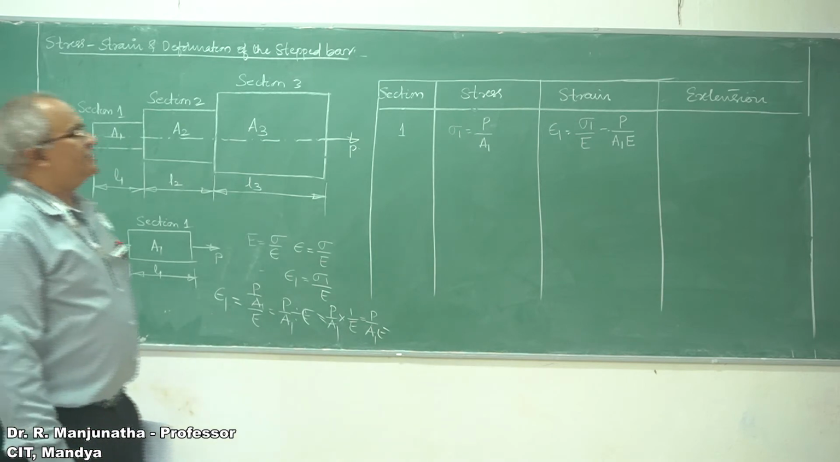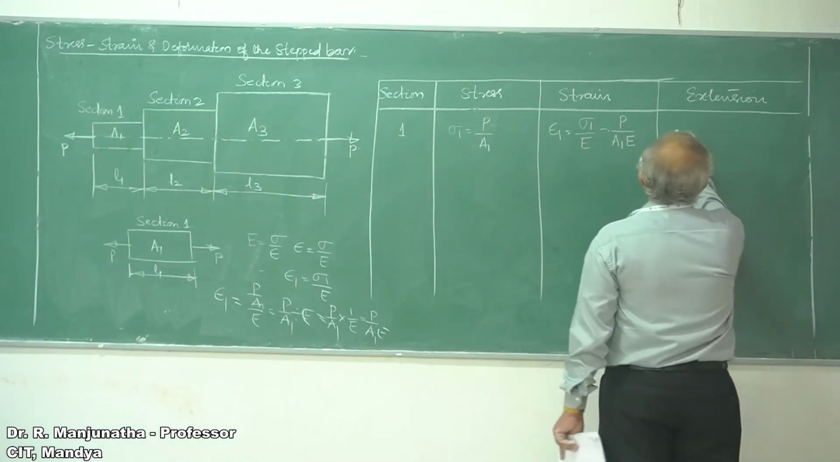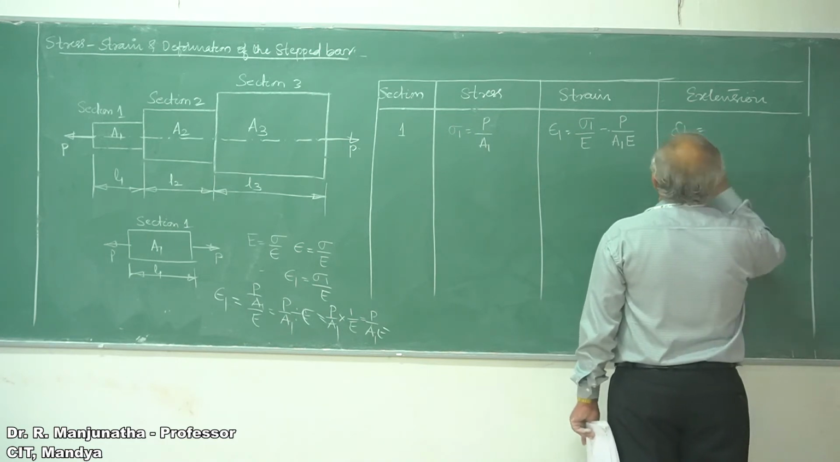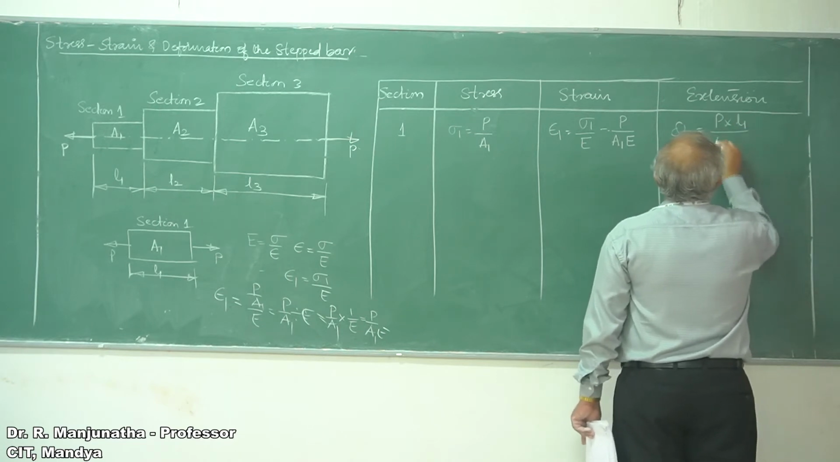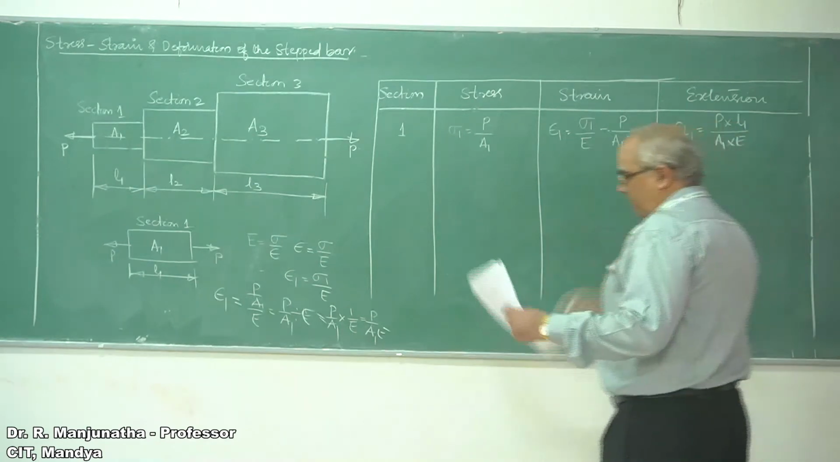So the extension can be found out. What is the extension? The extension is given by delta L1, which will be equal to P into L1 by A1 into E. How will you be able to find this out?